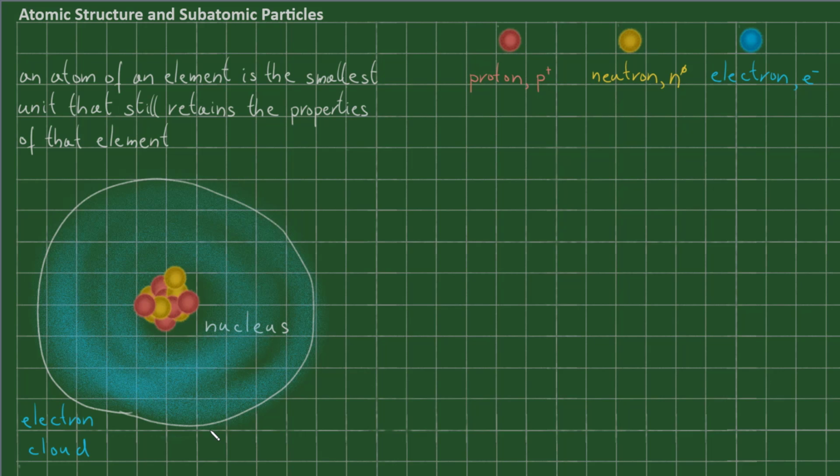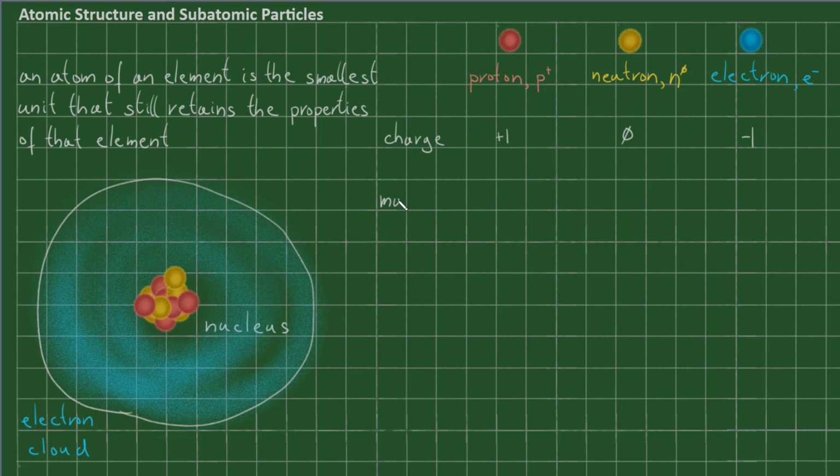All right, let's explore some of the properties or characteristics of these three subatomic particles. Firstly, each subatomic particle has a charge. A proton is positive, so we would write +1. A neutron is neutral, so we write a 0. An electron is negative, so we write -1.